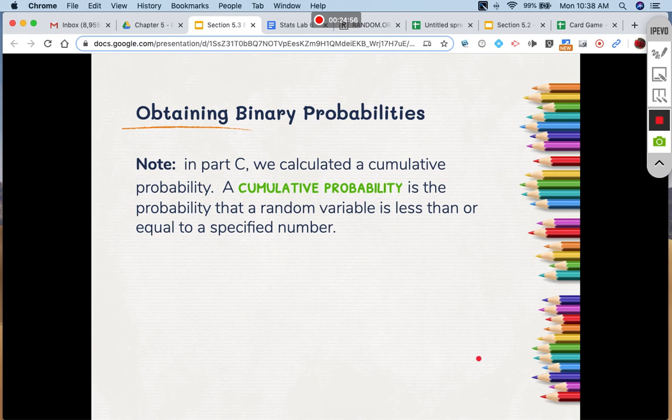So sometimes we deal with something called a cumulative probability, and that's going to become even more important when we get into the next chapter. So cumulative probability is when we're going less than or equal to a specific number. So we're basically saying at most 1, that's a cumulative probability. We want to say at most 4 times, we'd say 0 plus 1 plus 2 plus 3 plus 4 and add all those probabilities together. So that's what we mean when we talk about a cumulative probability.